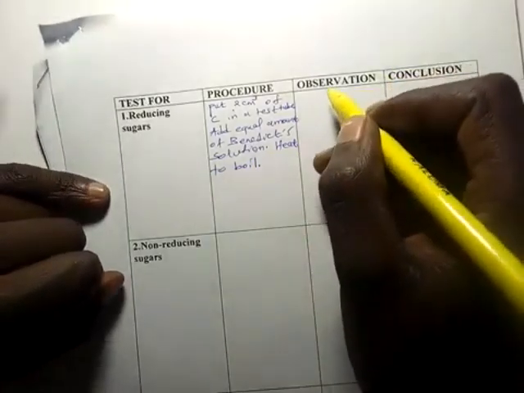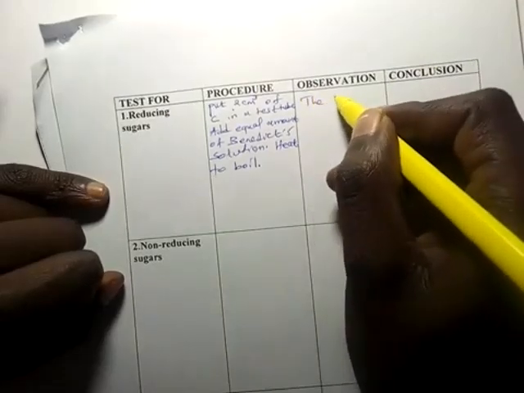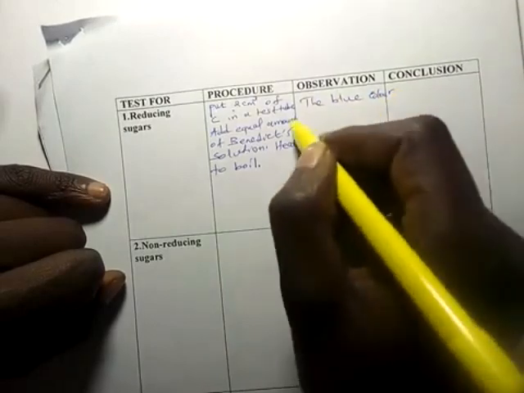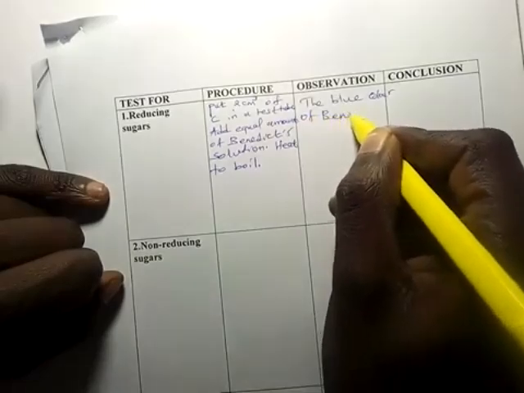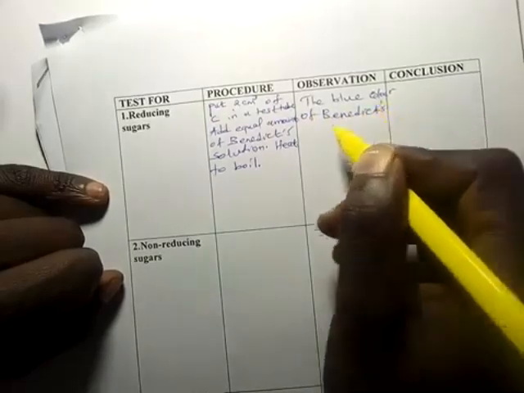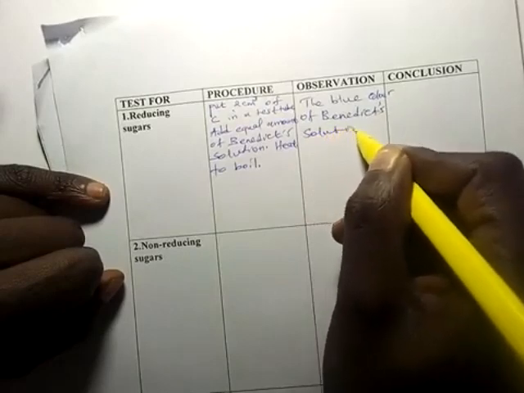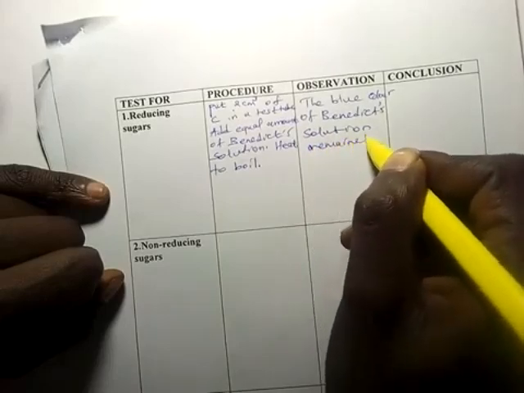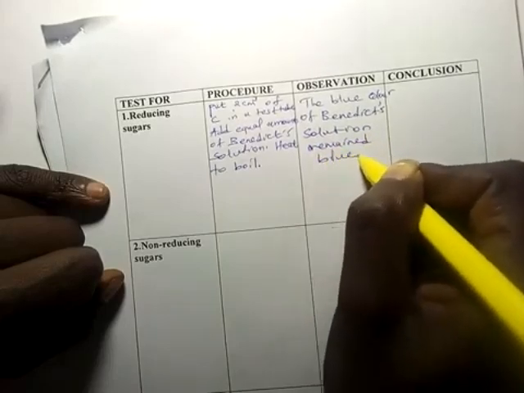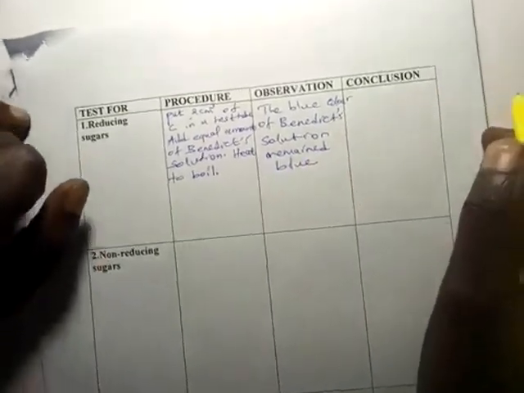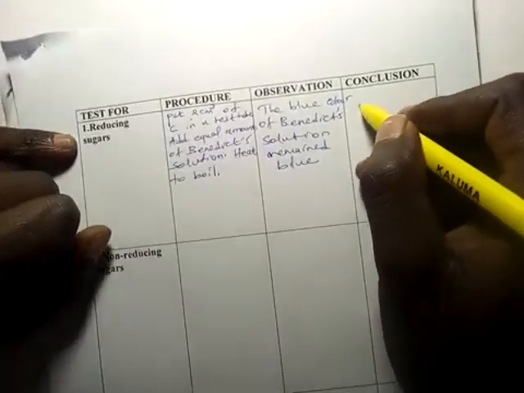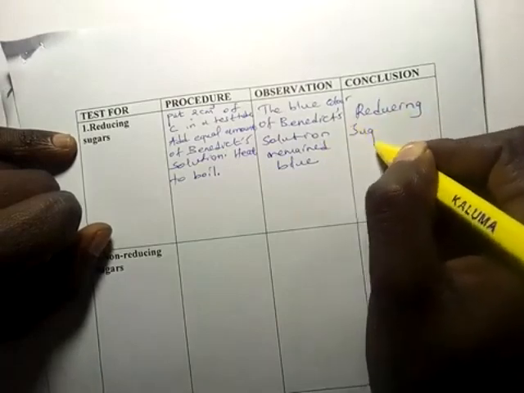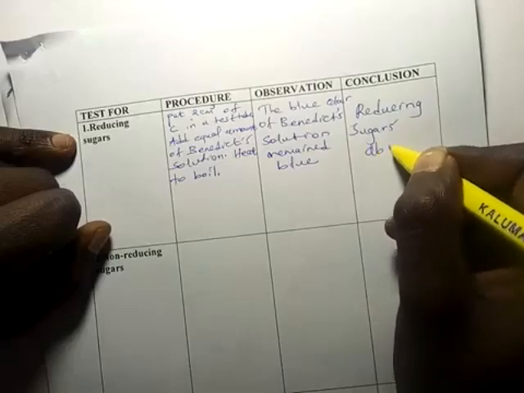Now the observation was that the blue color of Benedict's solution remained blue. It was the observation. Now in conclusion, there was absence of reducing sugar. Reducing sugars are absent.